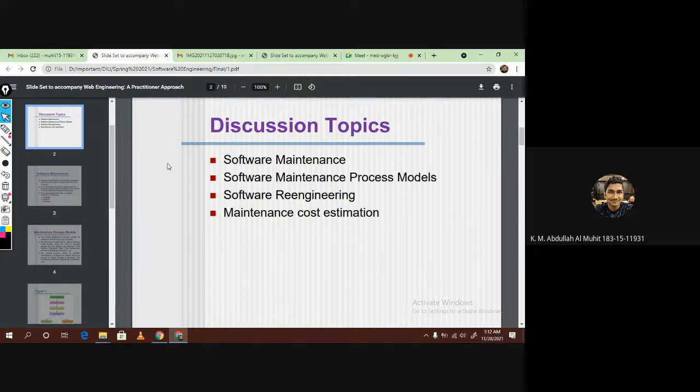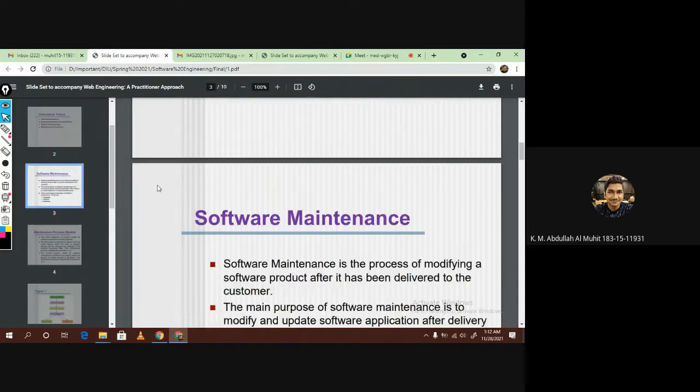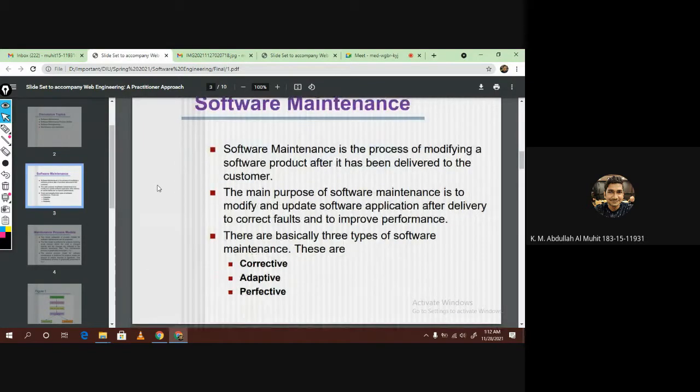Today we are going to learn a very important but comparatively easier topic in the course of software engineering in CSE. The topics that we are going to discuss are software maintenance, software maintenance process model, software reengineering, and the maintenance cost estimation. First, let's know about the software maintenance.